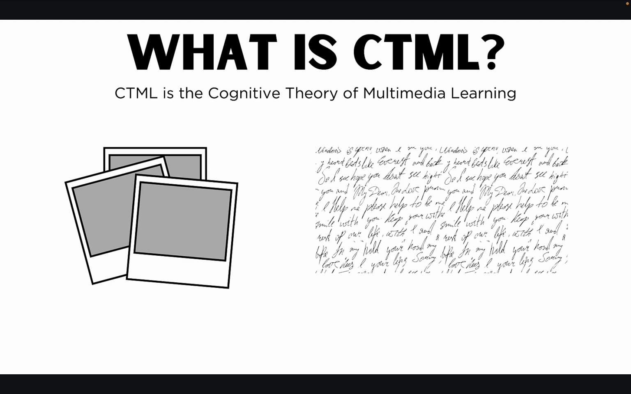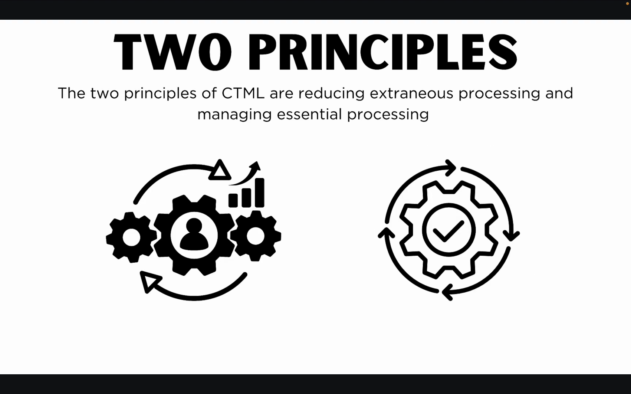This theory describes how learners can gain the most knowledge by using pictures and words. The two principles of CTML are reducing extraneous processing and managing essential processing.